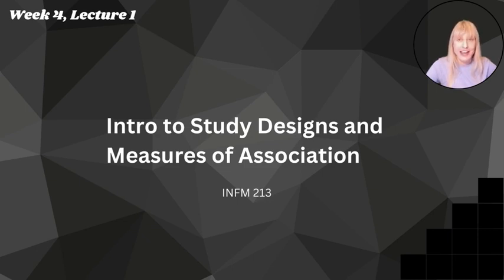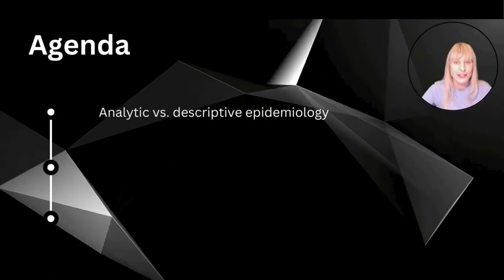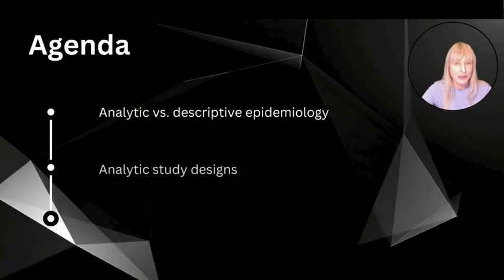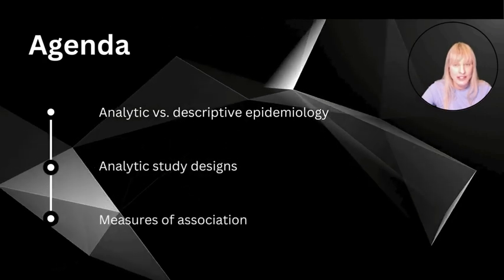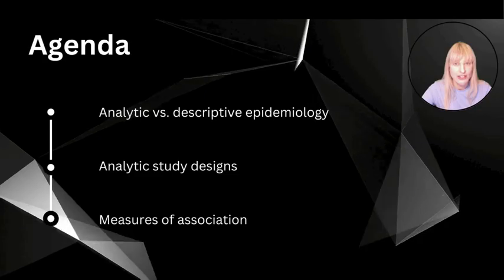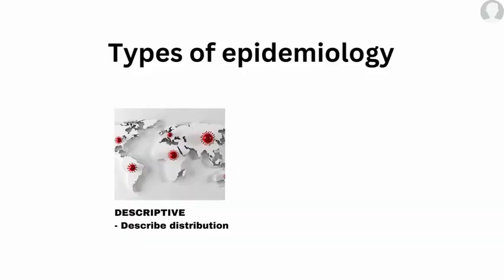In these slides, I would like to introduce study designs and measures of association. First, we'll talk about the difference between analytic and descriptive epidemiology, and then we'll discuss analytic study designs, and finally, measures of association. As you know from the definition of epidemiology, there are 2 basic functions or types.